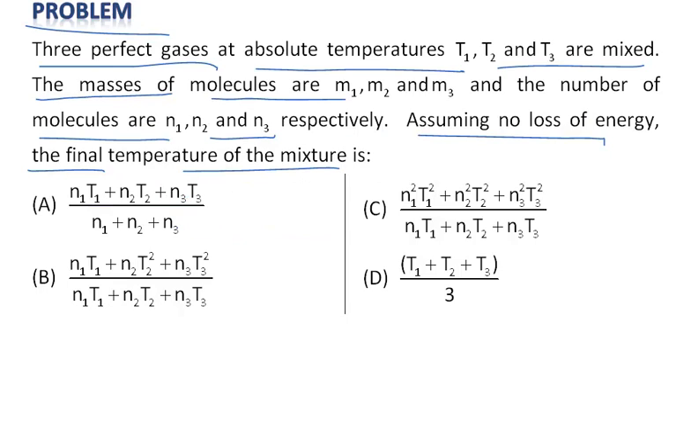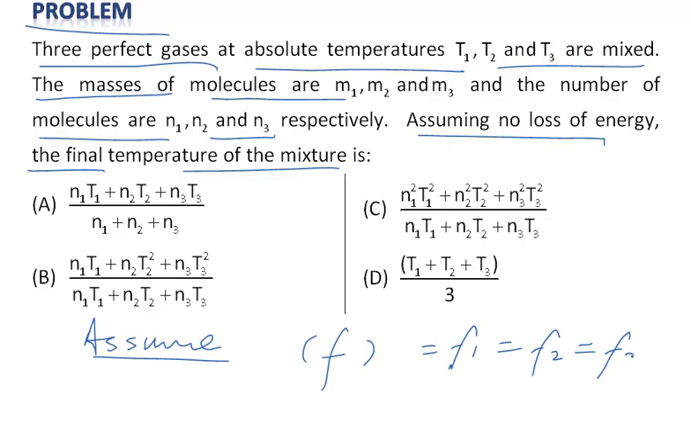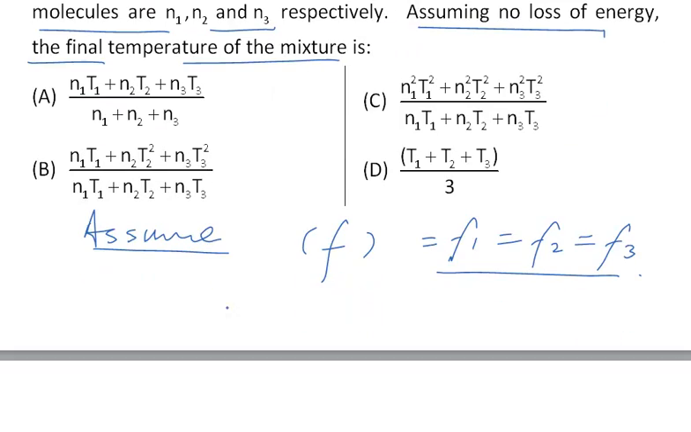Now in this problem, we have to assume that the atomicity of all the three gases is the same and its degrees of freedom is F. In all the cases it is the same. So F1 is equal to F2 is equal to F3, and let us say that is equal to F. So when they are combined, then the degrees of freedom of the mixture of the gases will also be F.